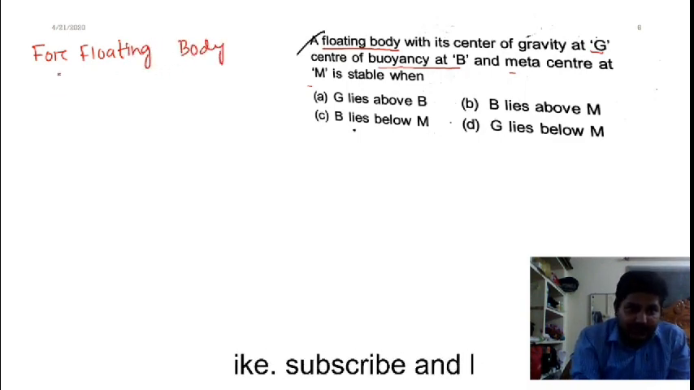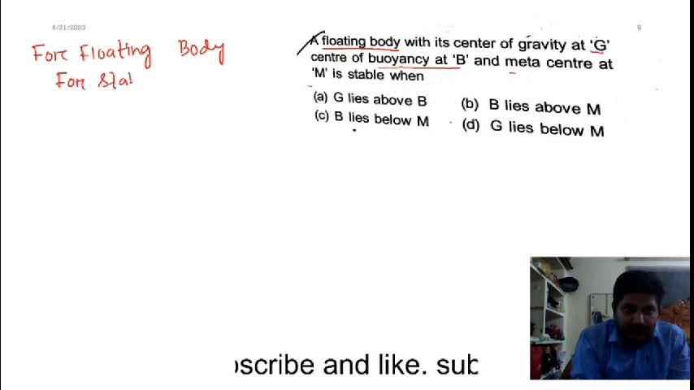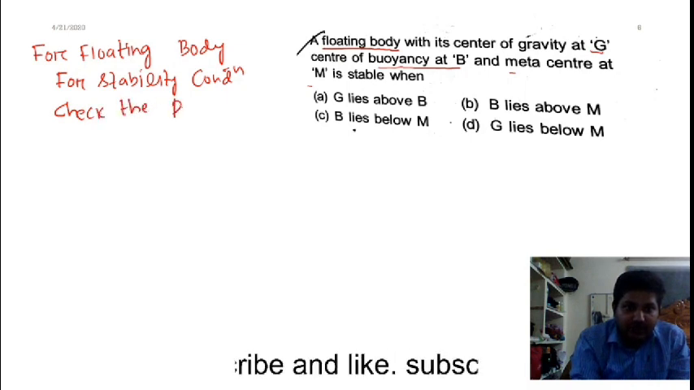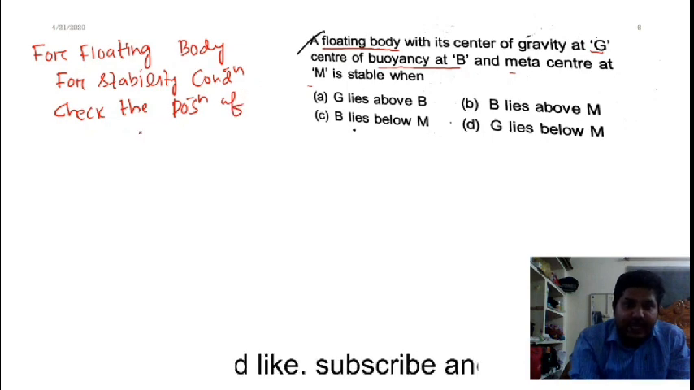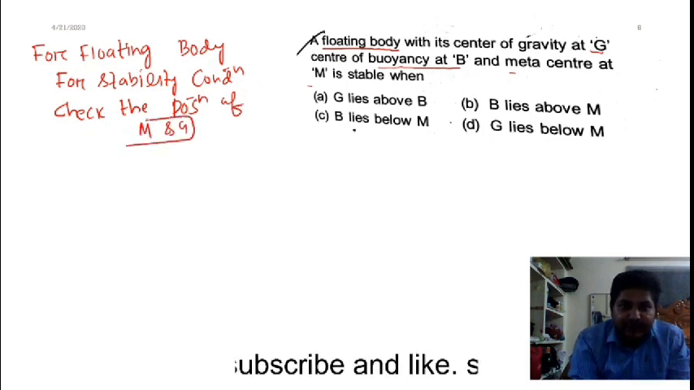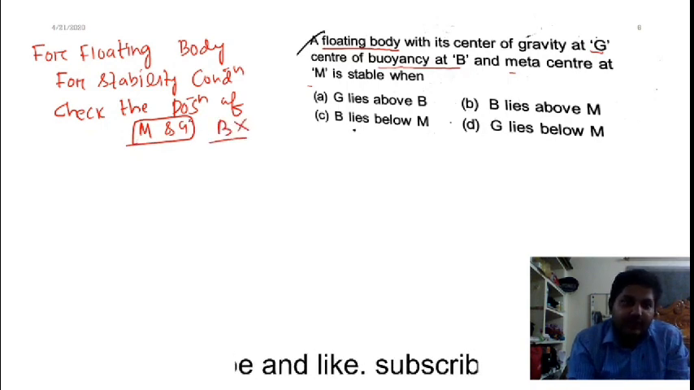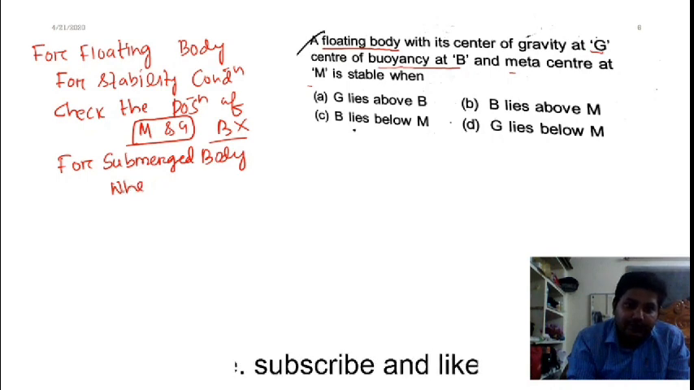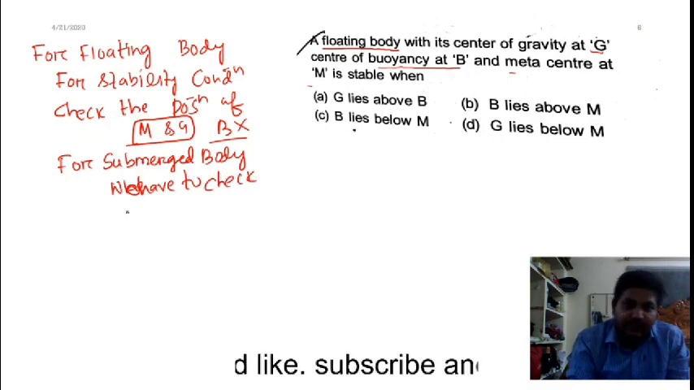For the stability condition of a floating body, we have to check the position of M and G, not the position of B. But for a submerged body, we have to check the position of B and G, not M. So this is the thing you have to see.